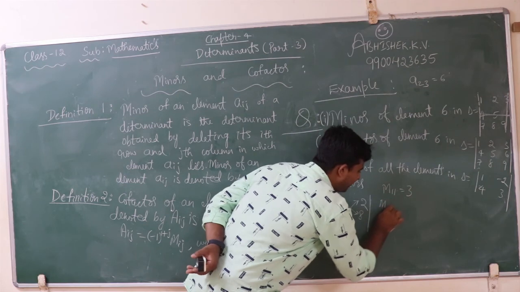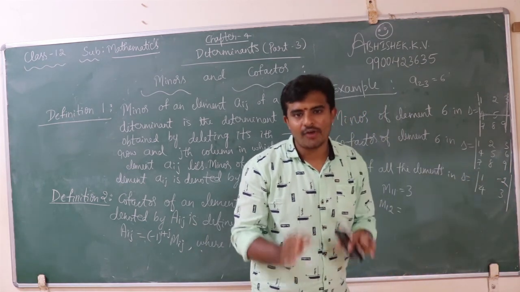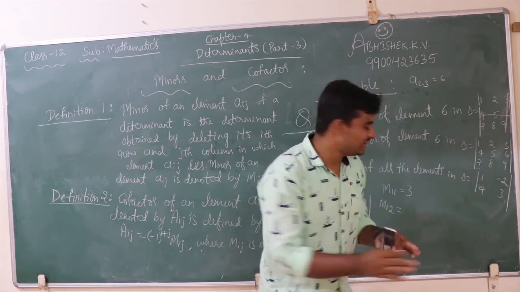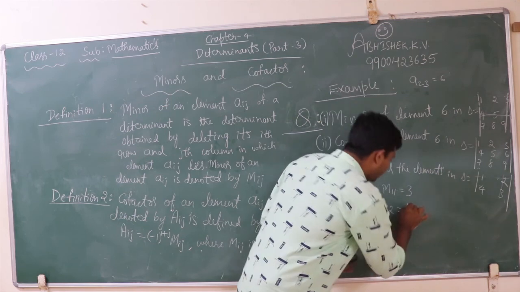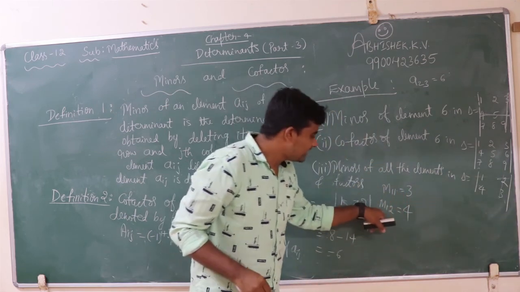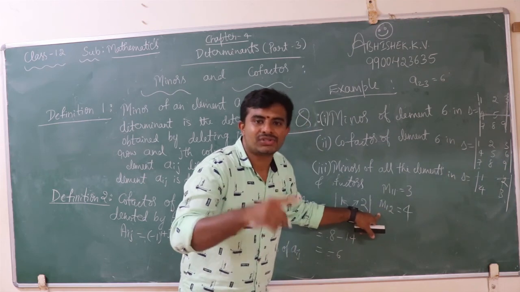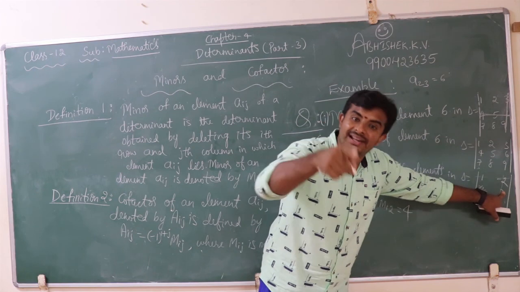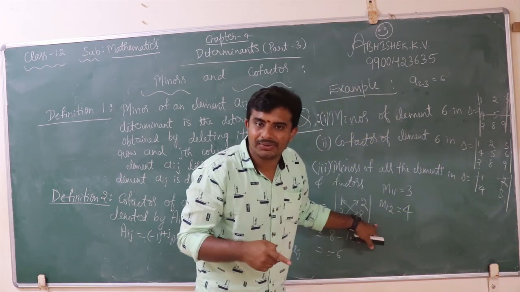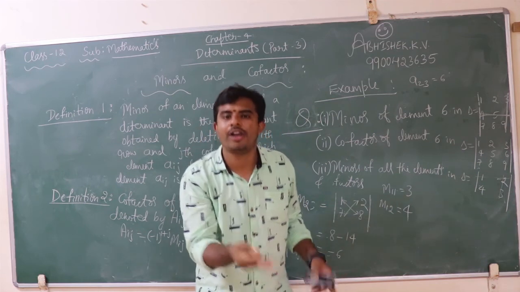Then what is the minor of an element minus 2? Just deleting the corresponding column and corresponding row, we are remaining with 4. This is the minor of the element minus 2. That is the first row, second element, A12 element is minus 2. The minor of an element is denoted by M12, obtained by deleting the corresponding row and column.